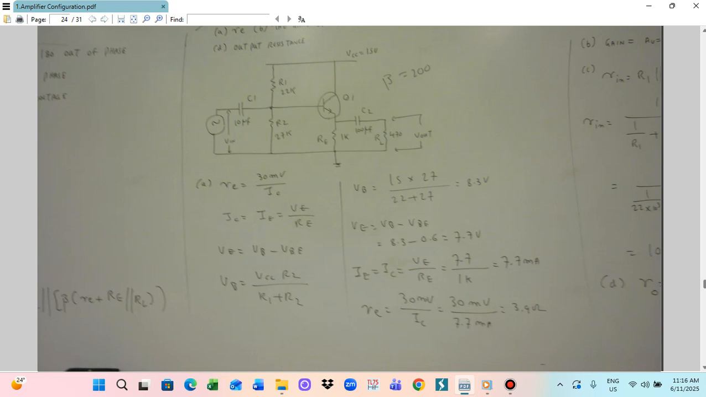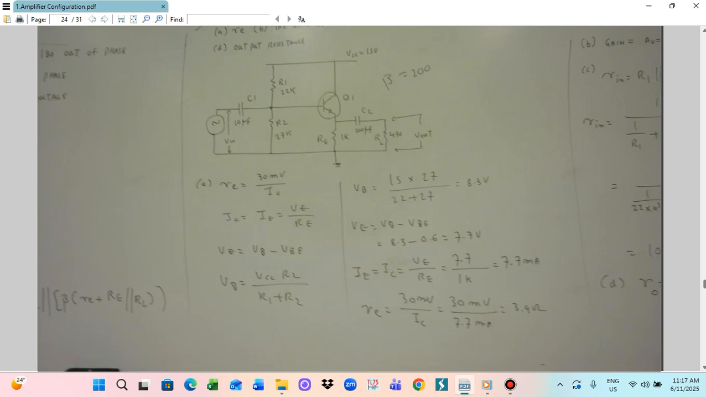So IE and IC we calculate it. This is the way we calculate the IE. And then you can now start calculating the re. re is 30 millivolt divided by IC. So this is 30 millivolt, IC is 7.7 milliampere. Then the re value will be 3.9 ohm. So this is the way we calculate the re. So the first answer we got.